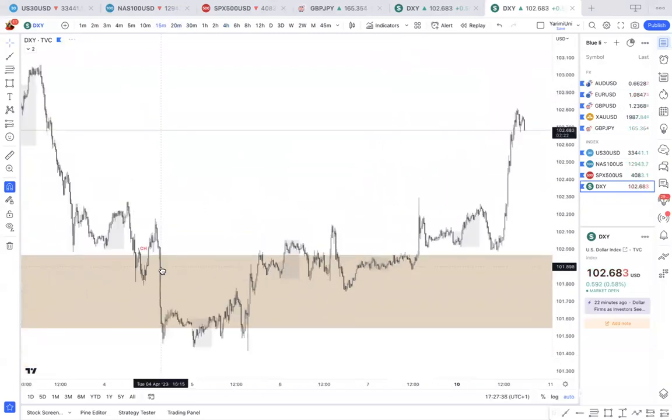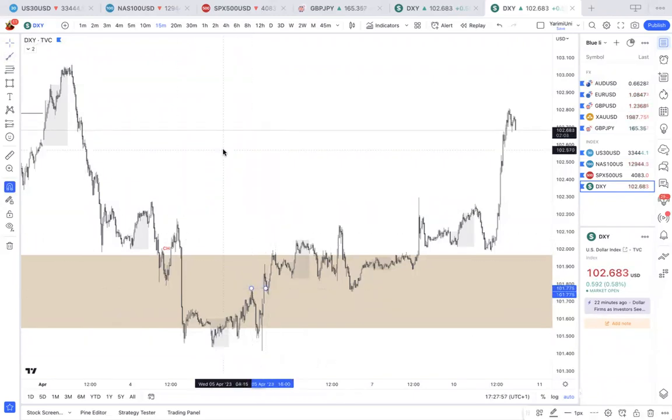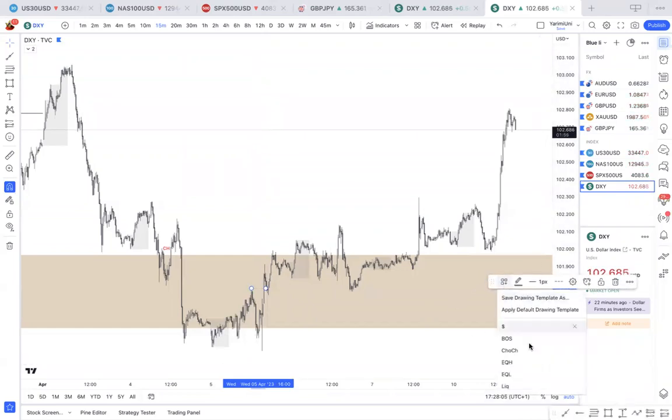So 15-minute. This is more clear as a change of character. To be fair, the change of character happened down here. Based on this area here is where price started to reverse. So if we just highlight this, you can see that price changed character right here. So price changed character right there.